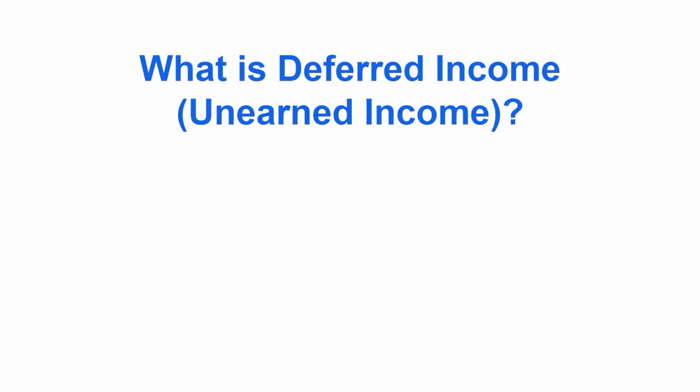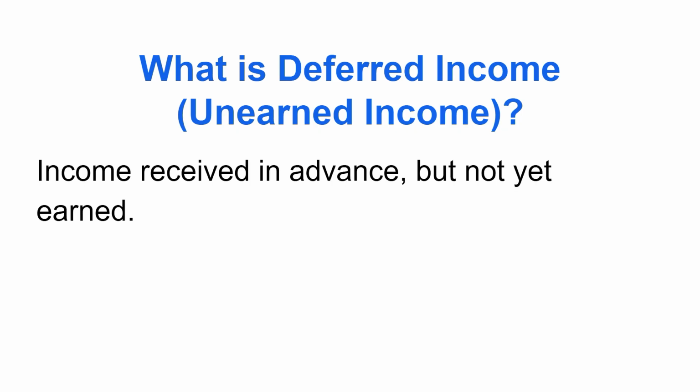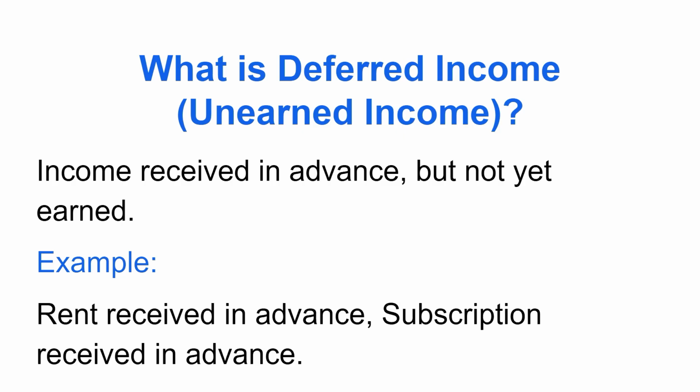What is deferred income or unearned income? Income received in advance but not yet earned. Example, rent received in advance, subscription received in advance. Deferred income means we have already received money but we haven't earned it yet. For example, we receive advance rent from the tenant for next month. Today it is not our income. It's like a liability. We owe them services. We will treat it as income only when the time comes.